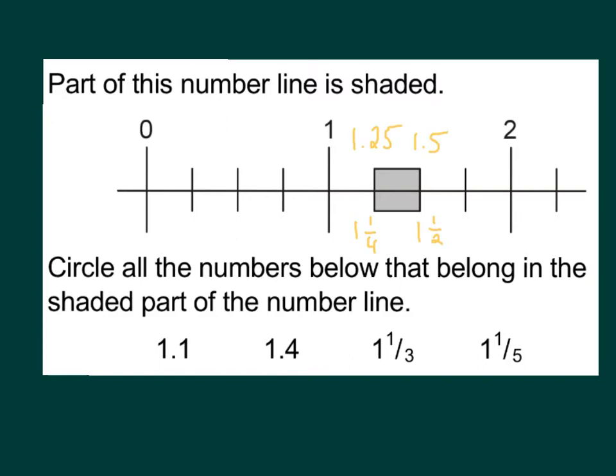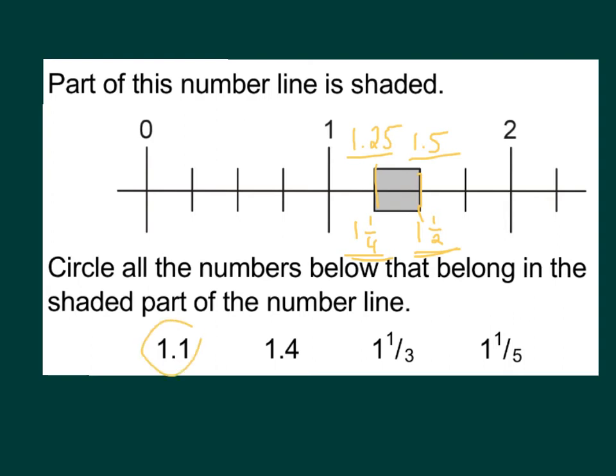The key here is to mark on what the smallest and greatest values are that fit in this box, and doing them as a fraction and as a decimal. So I can see, if I'm looking at it as a fraction, it's 1 1/4 at this end and 1 1/2 at this end. Whereas as a decimal, that's 1.25 the smallest and 1.5 the biggest. Any numbers in that gap then will fit.